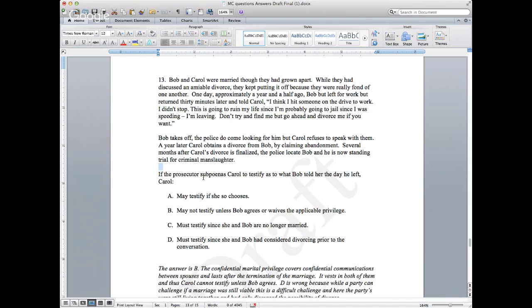A year later, Carol obtains a divorce from Bob, claiming abandonment. Several months ago, after Carol's divorce is finalized, police locate Bob. They got Bob. He's now standing trial for criminal manslaughter. So the prosecutor subpoenas Carol to testify as to what Bob told her the day he left. As we know, we're not talking about spousal privilege because they got divorced. That privilege is ended. Spousal privilege is off the table, even though it's a criminal trial. That's the trick. Spousal privilege is over. They've gotten divorced.